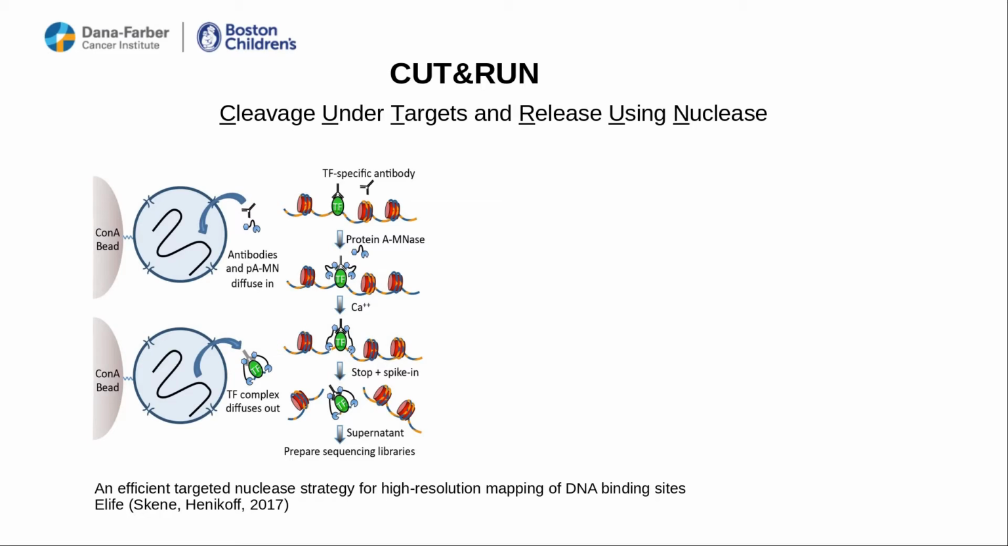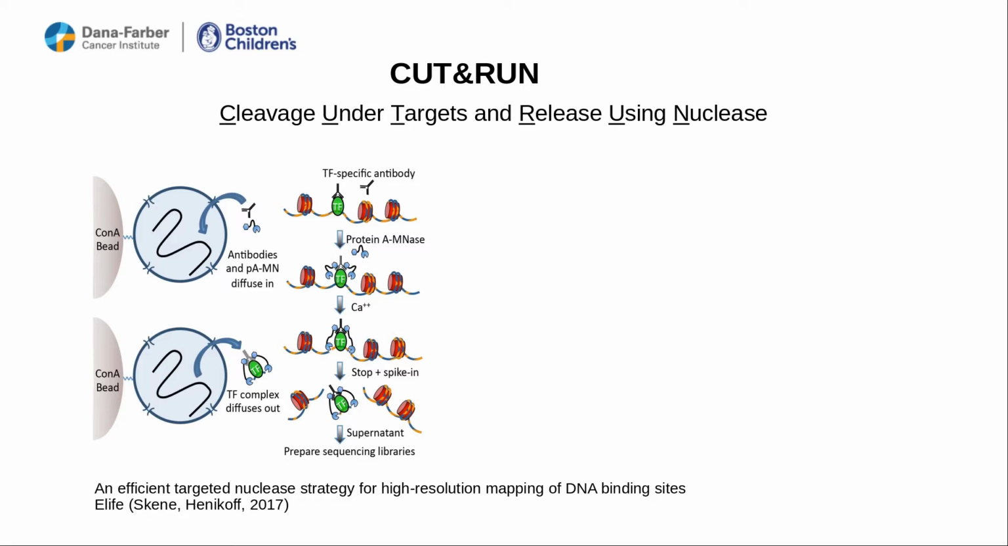It involves the use of a special fusion protein called protein A fused with a micrococcal nuclease, and this fusion protein gives it the ability to recognize a TF-specific antibody and cut around the TF to generate fragments that can be sequenced and analyzed further for binding sites.